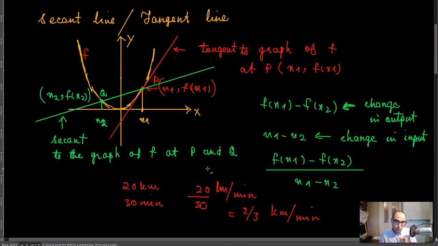If you want to know what you were doing exactly at t equal to 2 minutes, you need your instantaneous velocity. And that instantaneous velocity, you can get by finding the tangent line, essentially tangent to the graph of the function exactly at t equal to 2 minutes, or exactly at t equal to 3 minutes, and so on and so forth, right?